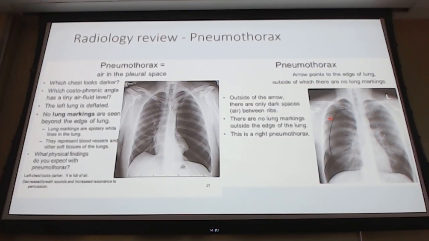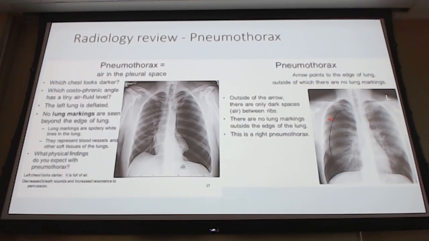On this side, it actually gives you the nice arrow sign. It's nice when radiologists do that. Okay. You can kind of see where those lung markings just stop, and the rest is nice clear black along the ribs. Okay. It could be small. But normally when we actually see it on x-ray, it's greater than 30%.